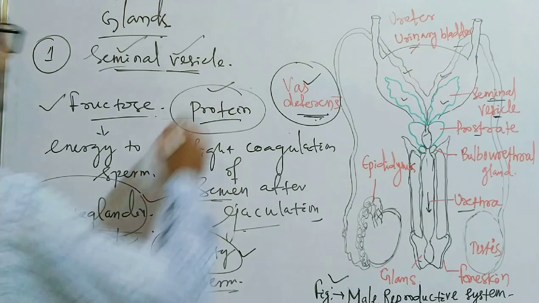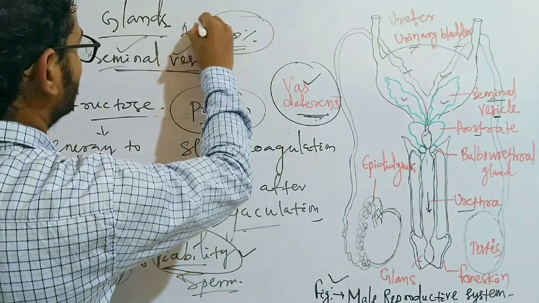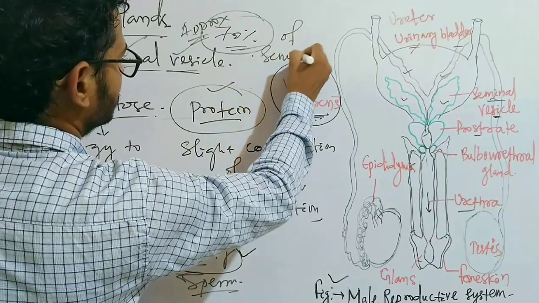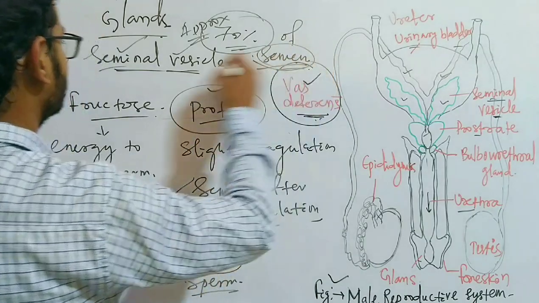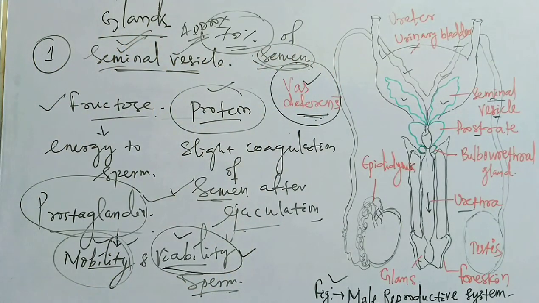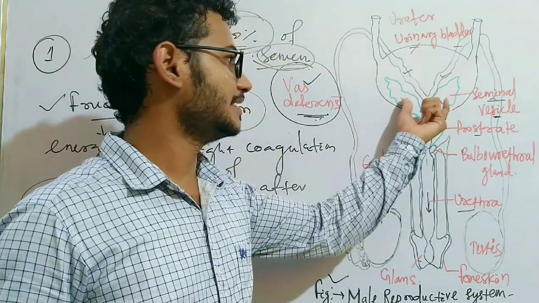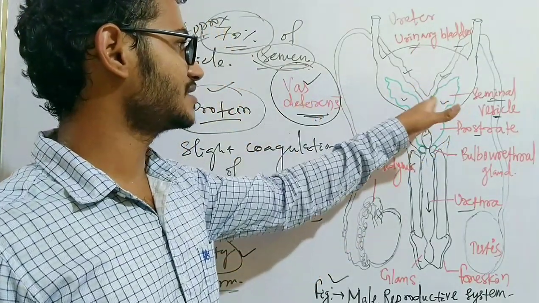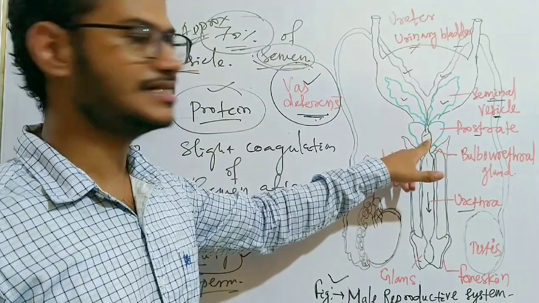And remember, approximately 70% of the constituents of semen come from the seminal vesicle. It contributes about 70% to the semen. That is why the seminal vesicles are present in pairs on both sides of the vas deferens, where they open to the vas deferens and form the ejaculatory duct.